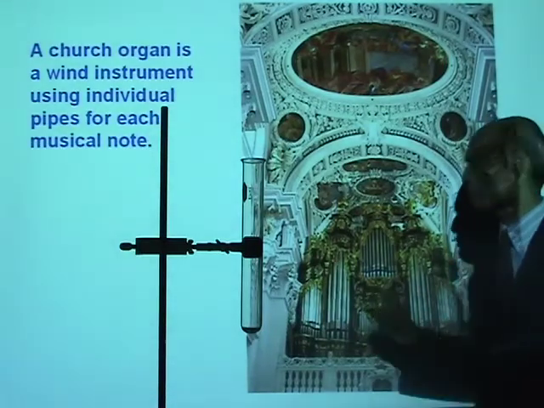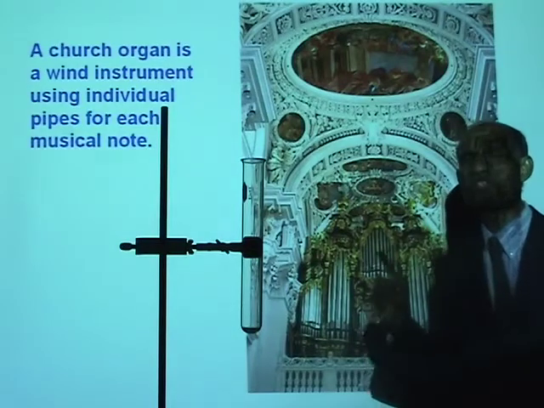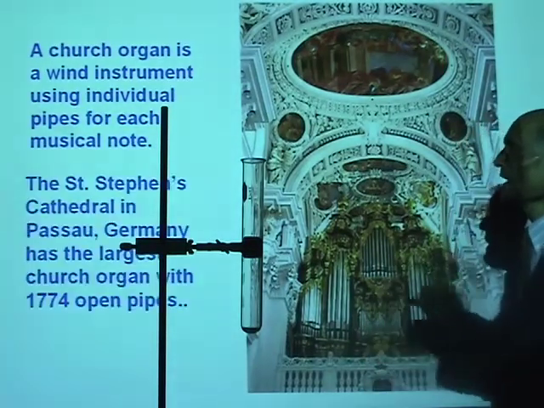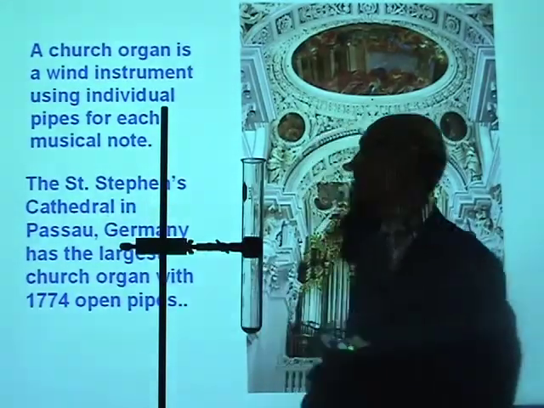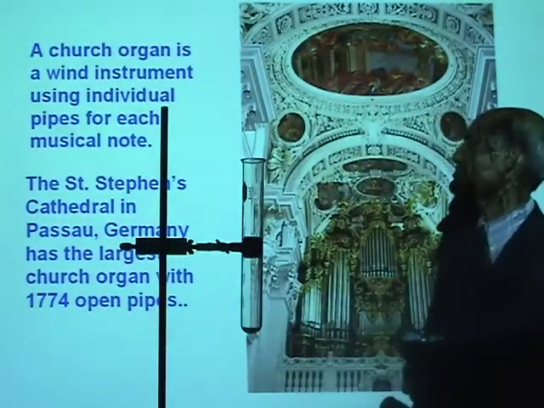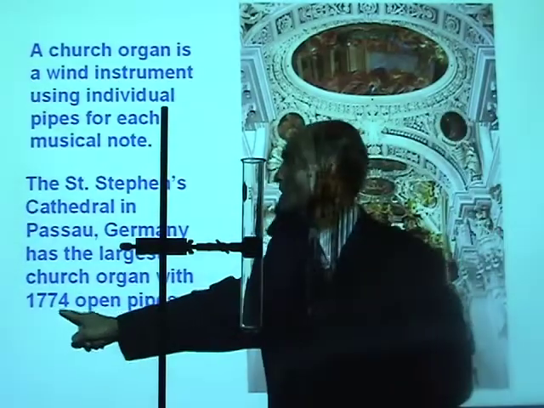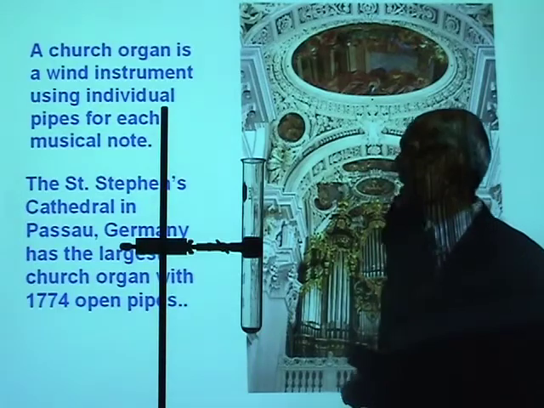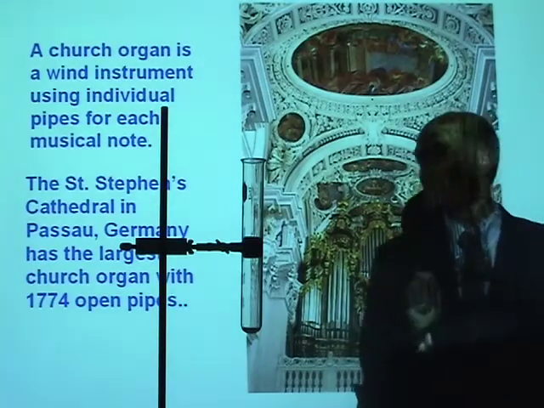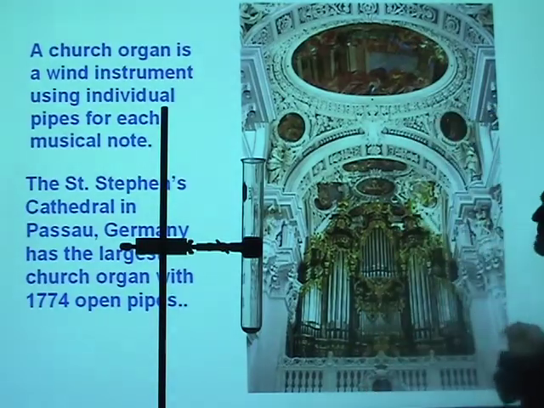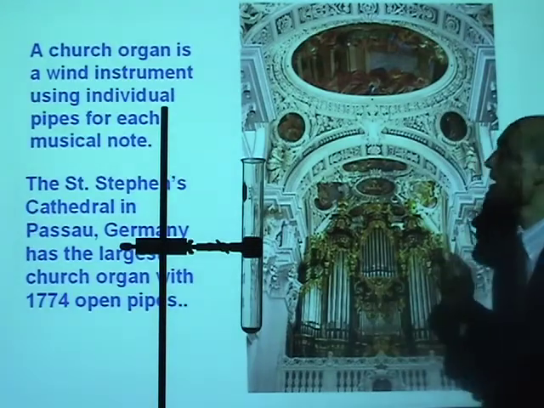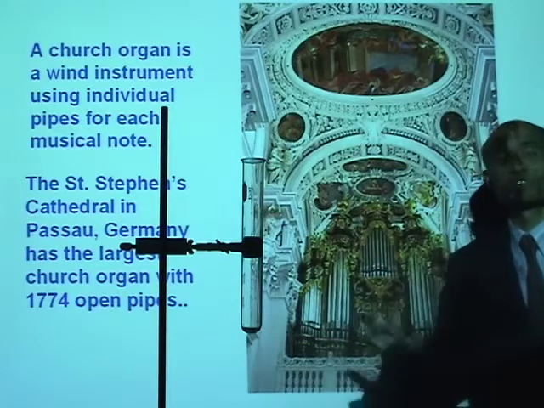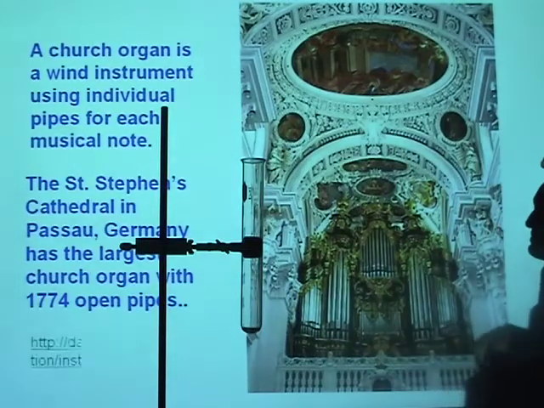If I remember, this has 1,760 tubes. There you are. That's right. St. Stephen's Cathedral in Passau, Germany. Well, my number was not correct. It has the largest church organ with 1,774 open pipes. And each of these pipes will resonate with different frequencies, producing the musical note.